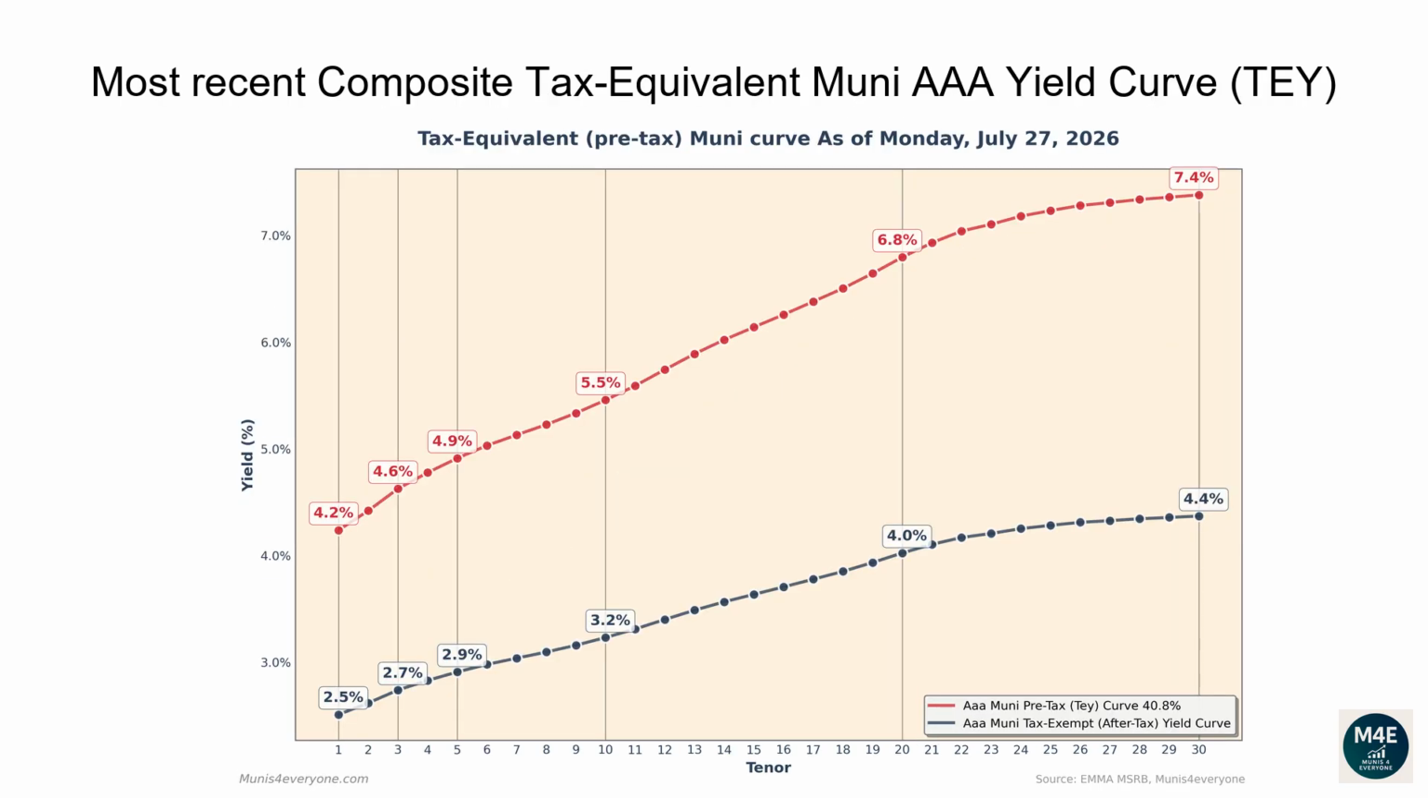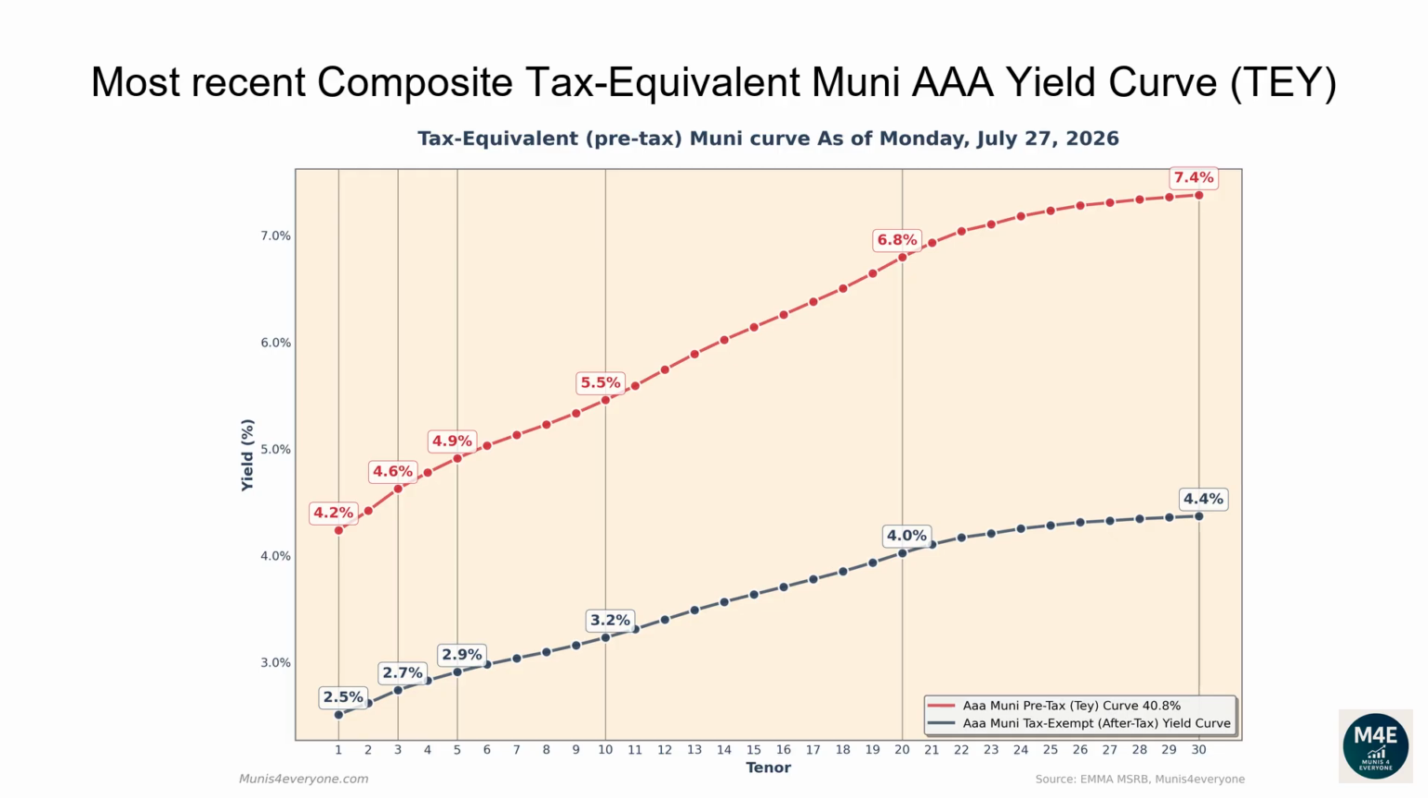Let's now go over the most recent composite tax-equivalent Muni AAA yield curve. The following graph shows, in red, the tax-exempt after-tax Muni yield curve, versus in blue its tax-equivalent pre-tax version assuming a 40.8% top tax bracket, as of July 27, 2026.